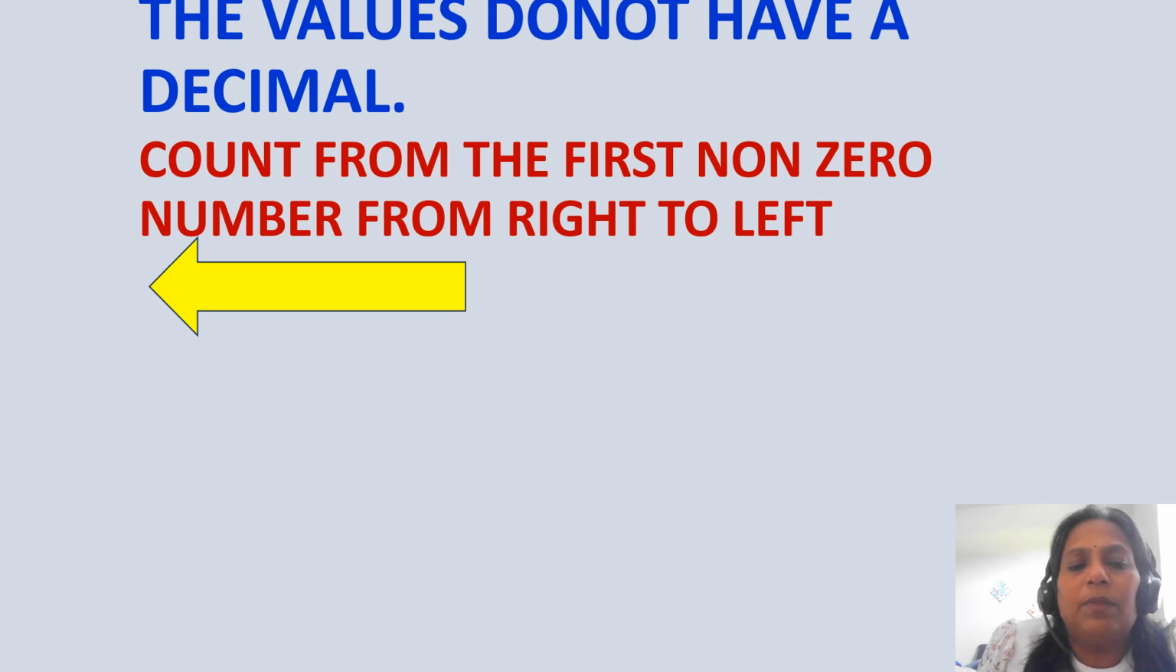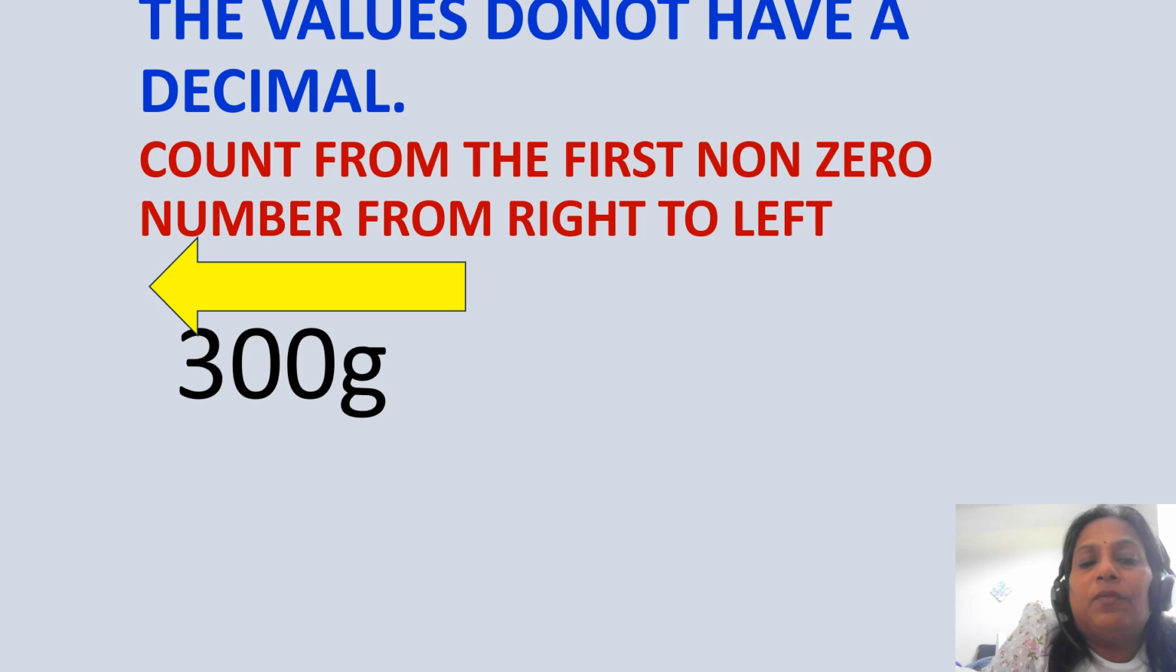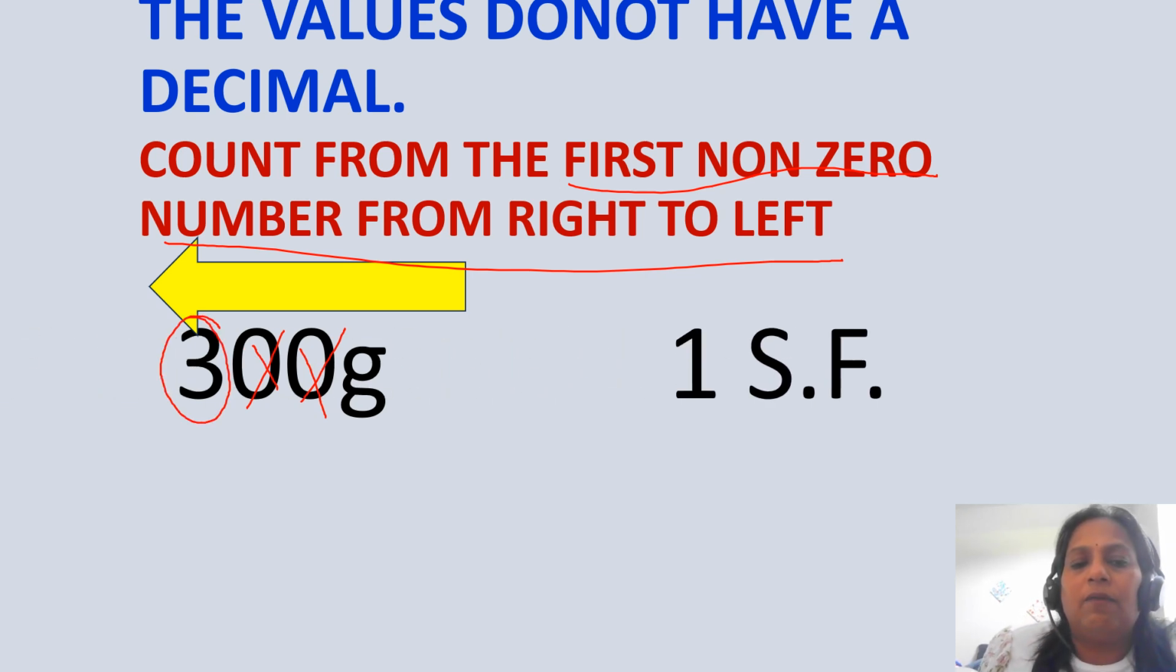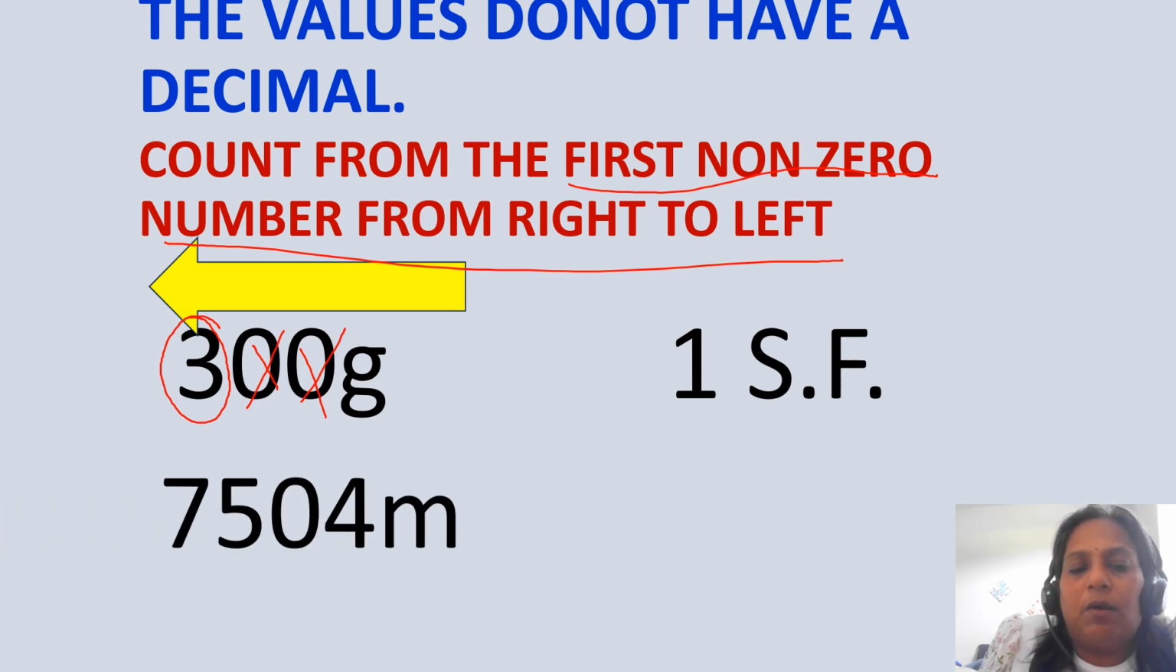The first example I have here is 300 grams. The number ends with zeros, but I obviously do not count these zeros. Why? Because I have to start from the first non-zero number from right to left. So the only number that I would consider here is 3, or the number of sig figs I have is 1.